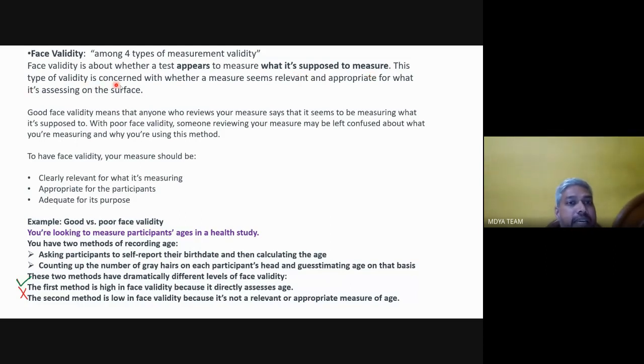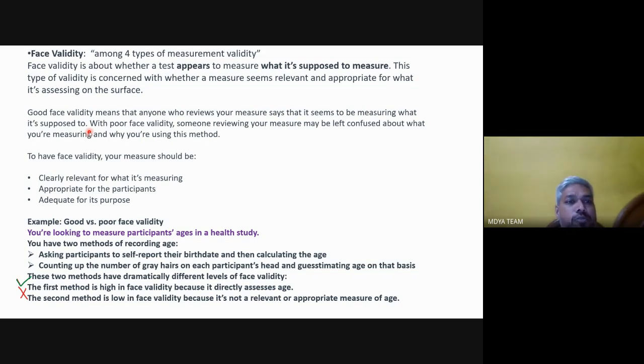This type of validity is concerned with whether a measure seems relevant and appropriate for what it's assessing on the surface. When we say good face validity, it means when someone reviews our measures, they say that it seems to be measuring what it's supposed to be. So what we would like to measure, it should give the same measurement. That is called good face validity.